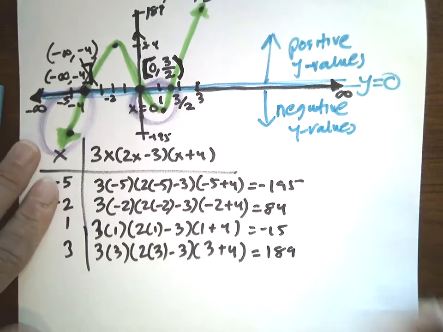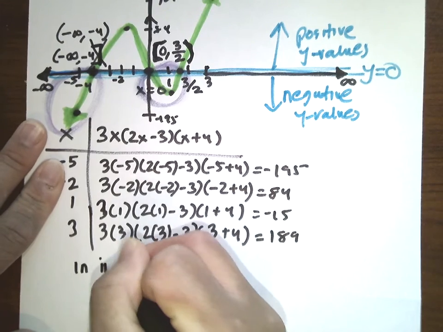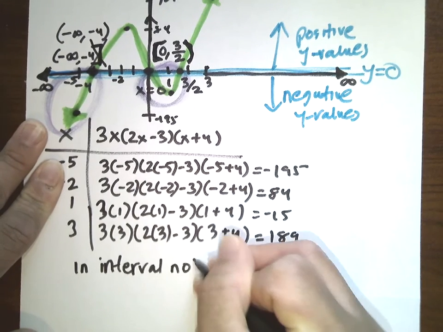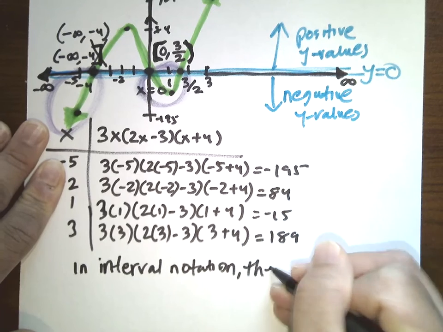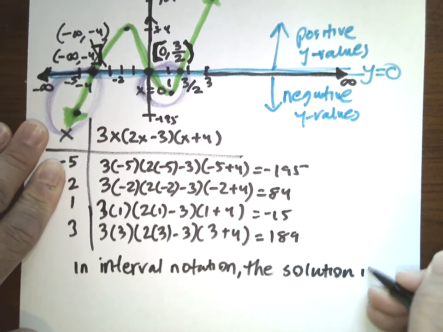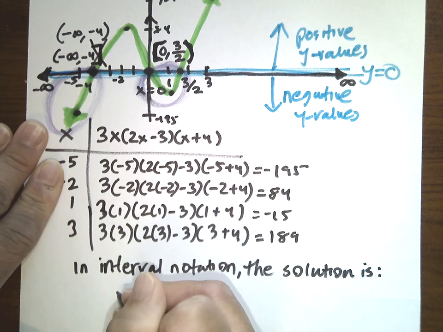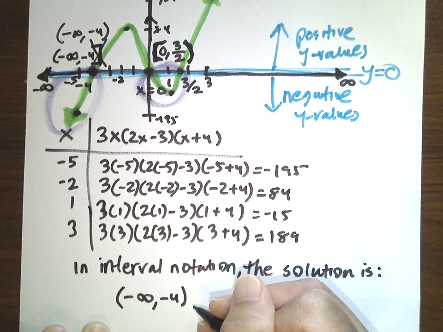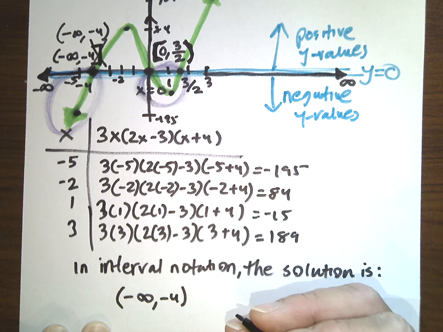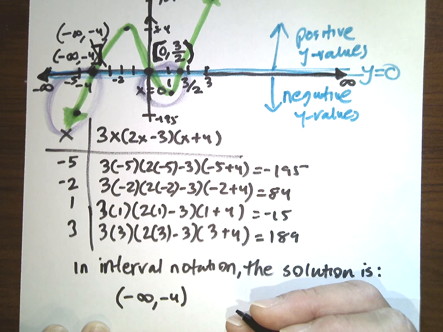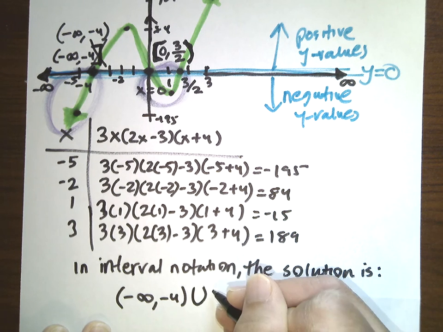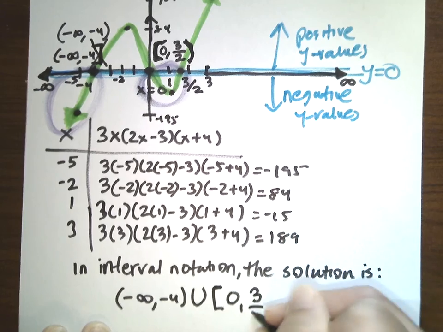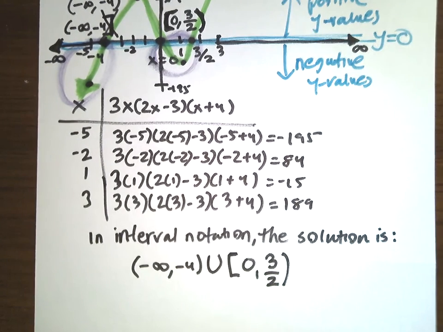So that means in interval notation, the solution is going to be, all right, negative infinity to -4, and then the other part it could be is 0 to 3/2. All right, so there you go.